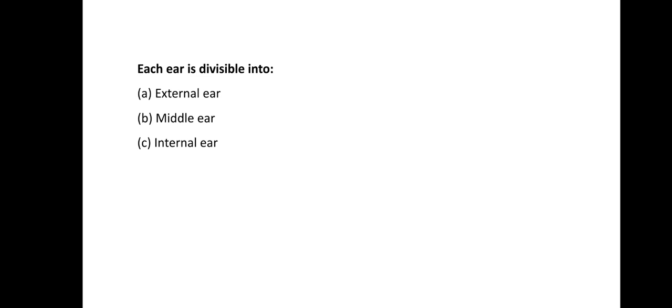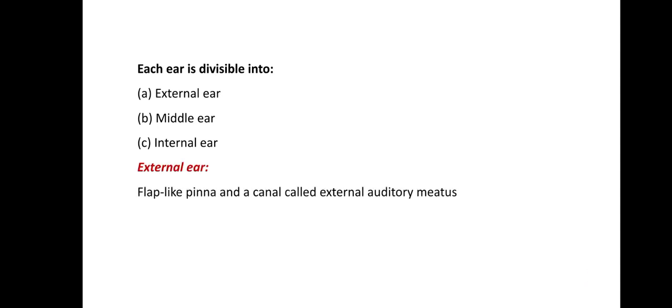The ear of rat is basically divided into three main compartments or three main parts. And what are those parts? Number one is external ear, number two is middle ear, and number three is internal ear. Now come to external ear. It consists of a movable flap-like pinna, means external ear pinna, and a canal called external auditory meatus.